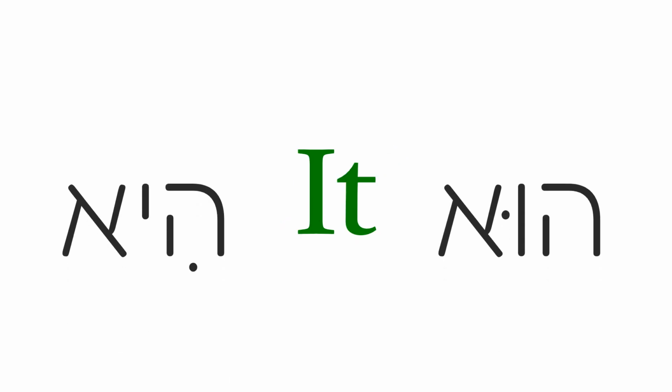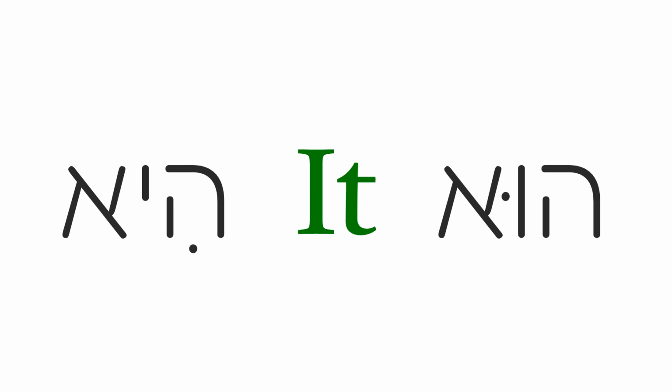Remember that Hebrew doesn't have a neutral gender or the word "it," so it must instead use a masculine or feminine pronoun. Because of that, sometimes you may decide to translate "hu" and "hi" as "it" instead of "he" or "she," if they're being used to describe inanimate objects and such, instead of people.